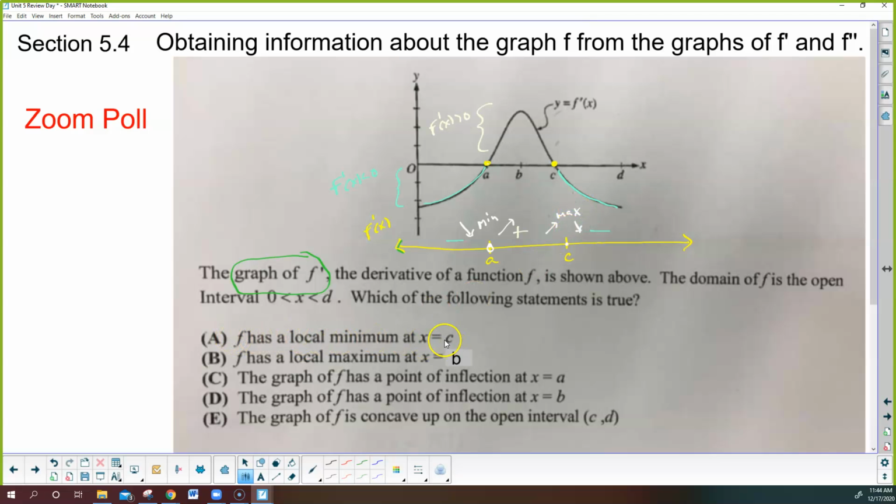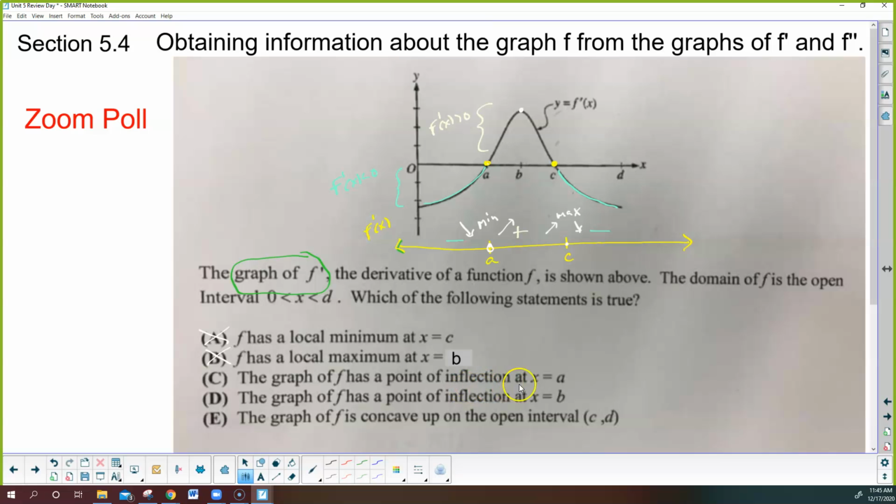So let's see, it's for sure not A. There is a local maximum at B. Now we've got to be careful. I'm going to talk about B in a second, but B is not a maximum of f, right? B is positive. It's increasing at B. It's actually increasing the fastest at B. So it's not option D.